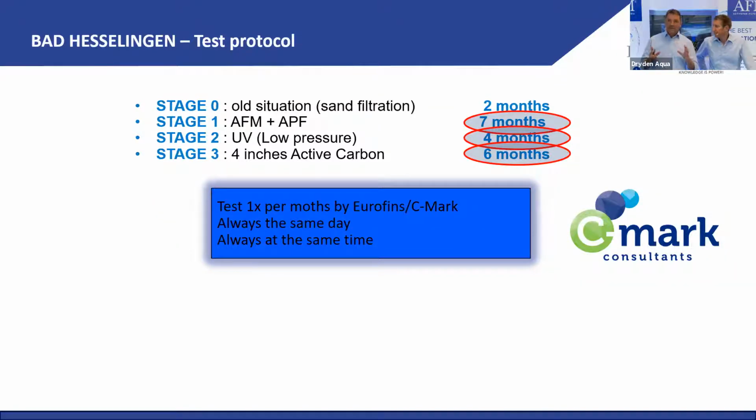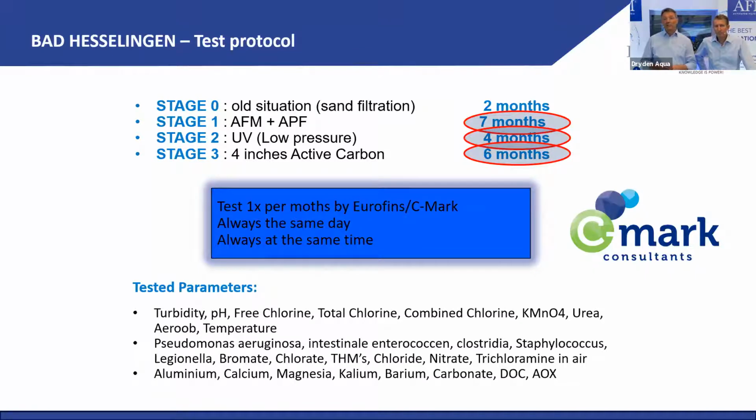The pool was always tested once per month, same day, same time, to have more or less equal situations. And here, these are the parameters which were tested: turbidity, pH, free chlorine, total chlorine, combined chlorine, KMnO4, oxidability, urea, aerobe temperature, Pseudomonas aeruginosa, intestinal... I can't spell these animals here, terrible.